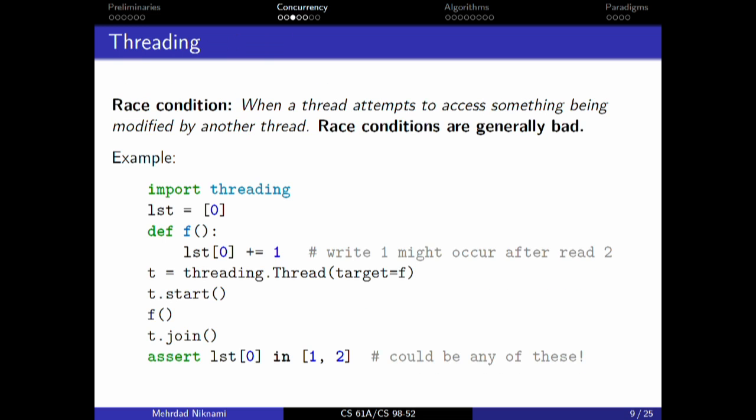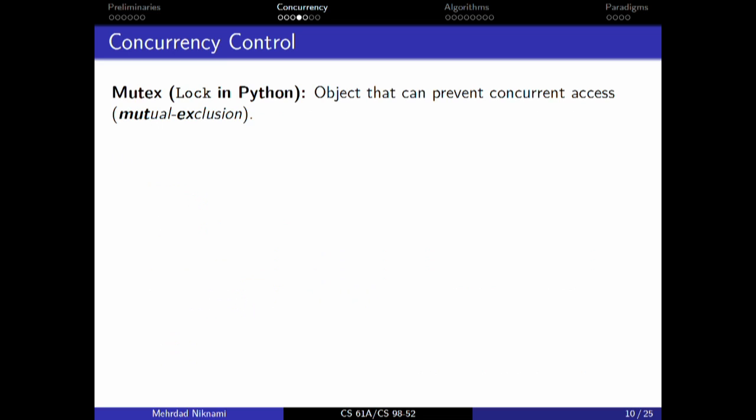Now, you don't want these, so how do you prevent these? There's something called a mutex. It's short for mutual exclusion. In Python, it's called a lock. Sometimes it's called a critical section. There are different words for the same thing. And what they do is they're objects that let you prevent concurrent accesses to the same thing.